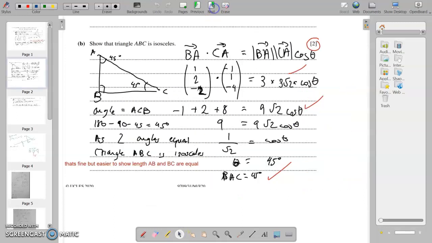Okay, the next one. Part B, show that ABC is isosceles. And you've done that, okay? Now I would just calculate the length AB and BC and see if they're the same. For this to be isosceles, if that's 90, then these two are 45 and 45, which is what you've done. You calculated using the scalar product that they're 45. But it's easy just to work out that length and see if they're the same. Just using Pythagoras, work out the length AB and BC and you'll find they're the same.